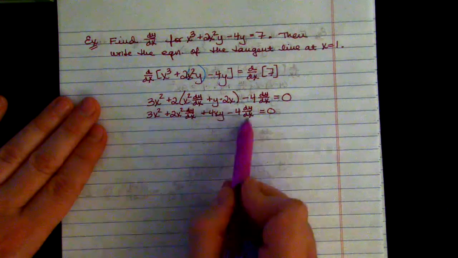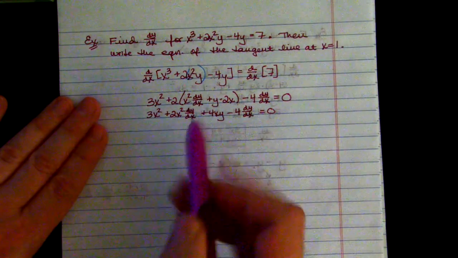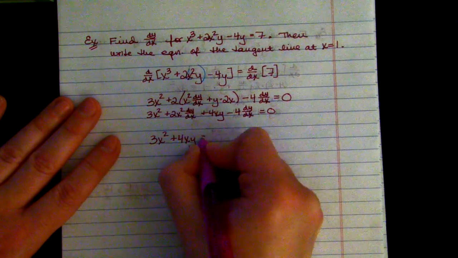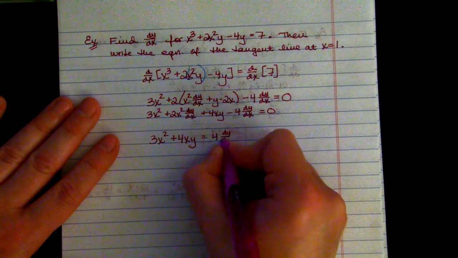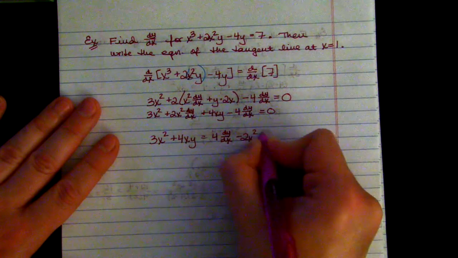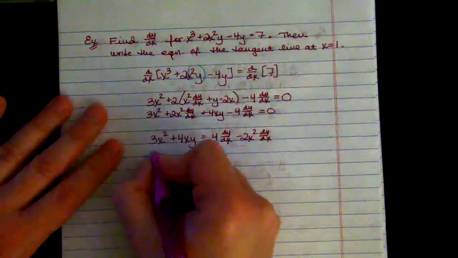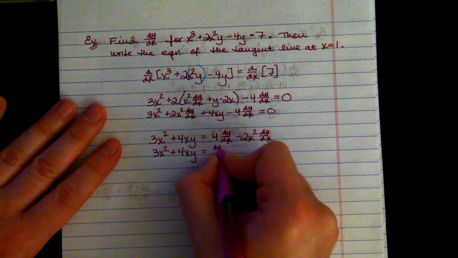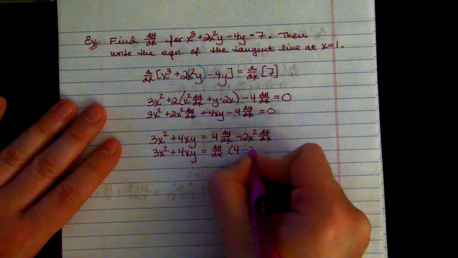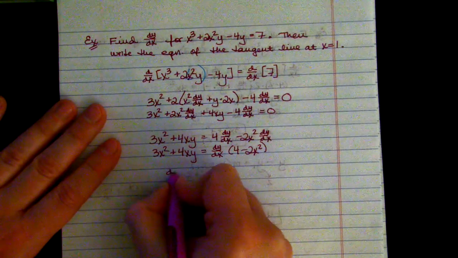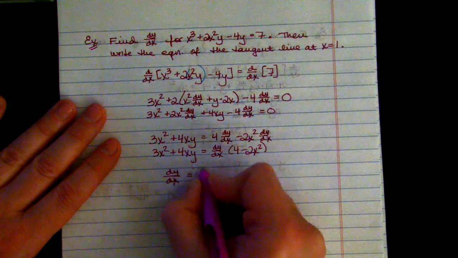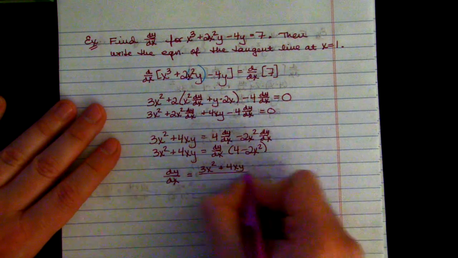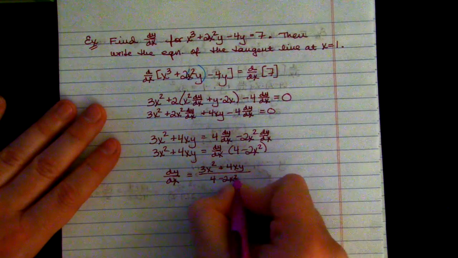I guess I might as well move my dy/dx terms to the right because one of those is negative. Doesn't really matter though. 3x squared plus 4xy equals 4 dy/dx minus 2x squared dy/dx. 3x squared plus 4xy equals dy/dx times (4 minus 2x squared). Dividing and just switching sides because I like it better, I'm going to say dy/dx equals (3x squared plus 4xy) over (4 minus 2x squared), and that's my derivative.